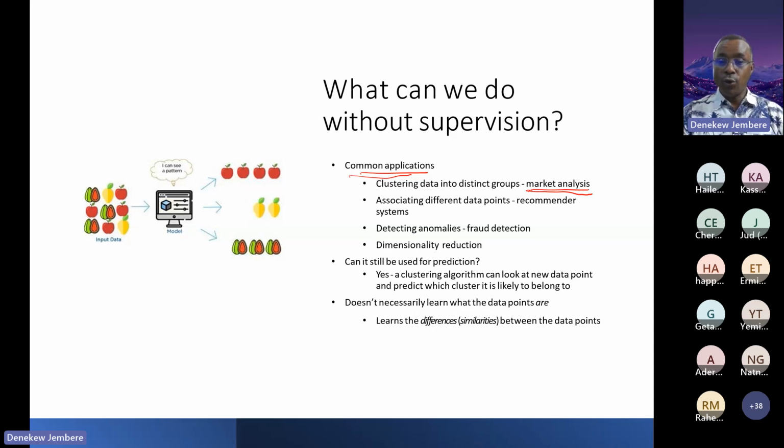Then it can still be used for prediction as a clustering algorithm. Clustering can cluster data into multiple groups, and then new data, based on the clustering algorithm, can be calculated to belong to one of the clusters that are created using unsupervised machine learning. And it doesn't necessarily learn what the data points are. Instead, it learns the differences or similarities between the data points.